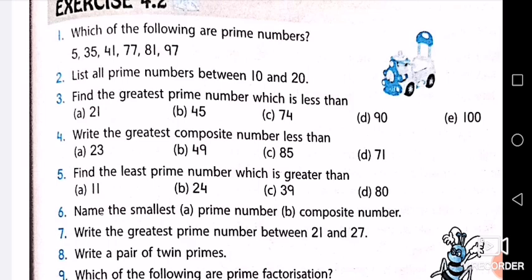So here the greatest prime number between 21 and 27 is 23. Now question number 8, write a pair of twin primes. Now what are twin primes?